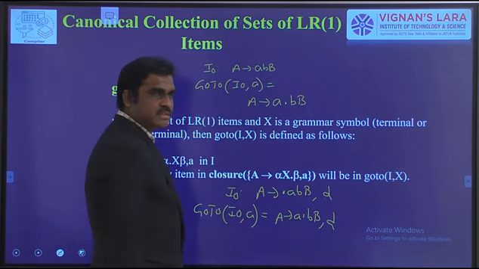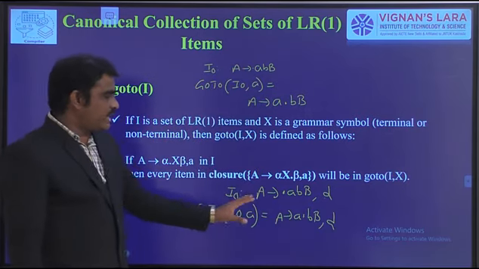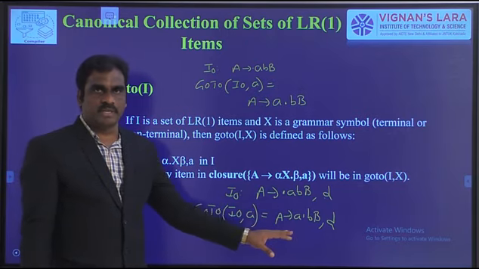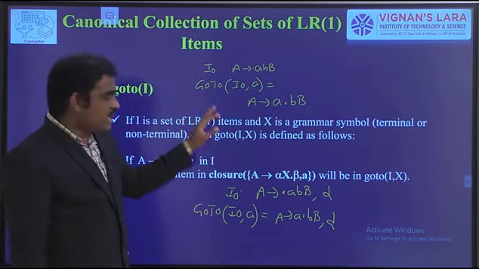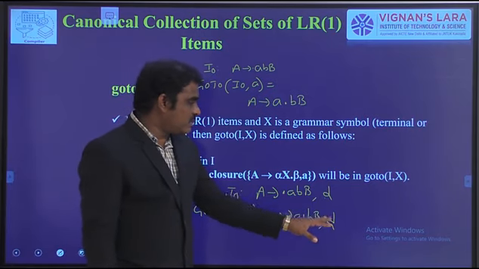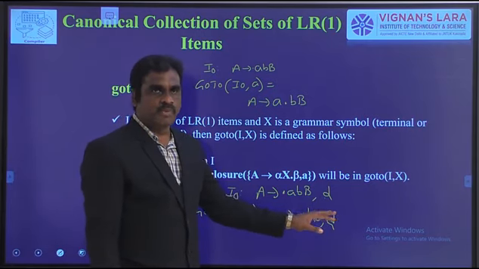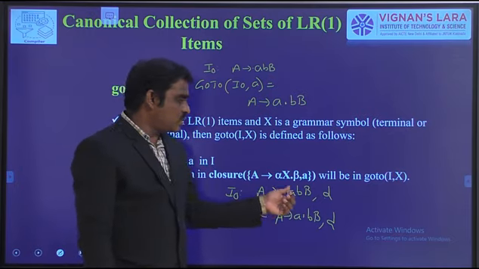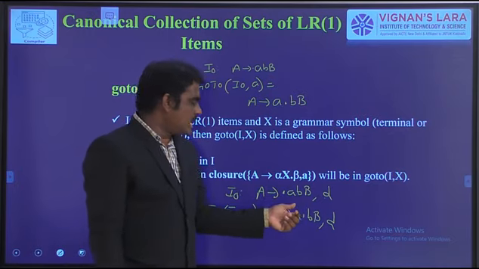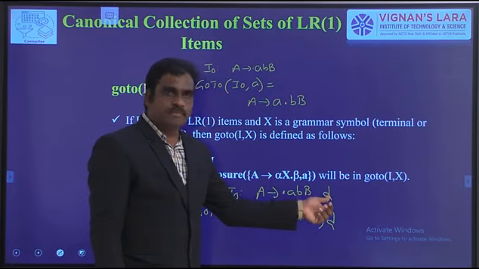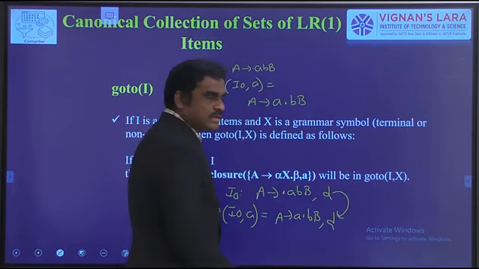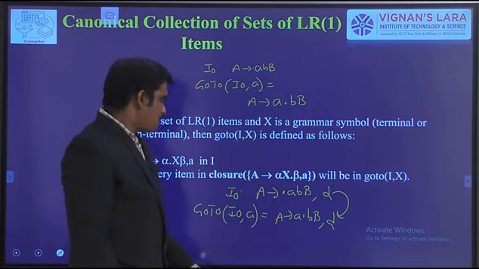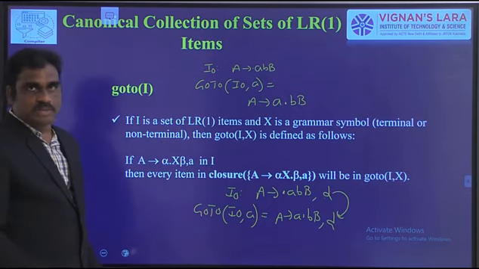So you have to write the same symbol. In this way you have to perform the go to operation. The go to operation is almost the same as in SLR. Even though it is here, there is no change in the lookahead symbol. Whenever we are performing any go to operation for a particular production, the particular production having some lookahead symbol, so we have to write the same lookahead symbol. So this is the go to operation.